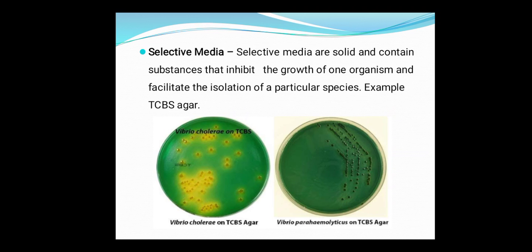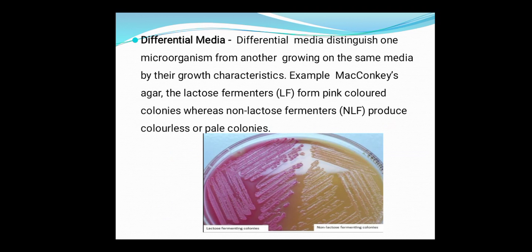Next, we have the selective media. These selective media are solid media that contain substances to inhibit the growth of one organism and facilitate isolation of a particular bacteria. For example, we have TCBS agar. This TCBS agar is used for isolating Vibrio cholerae from fecal specimens, inhibiting the growth of other bacteria.